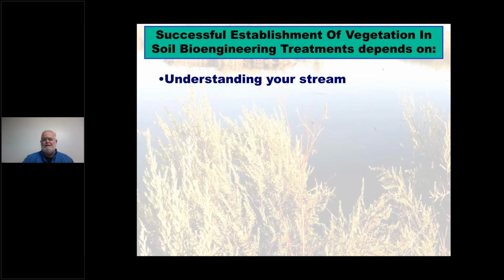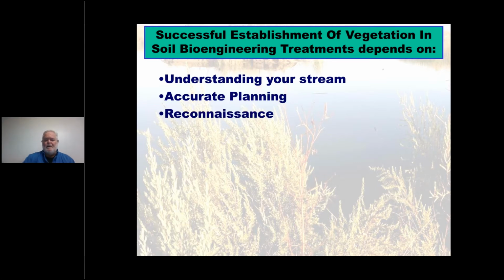So to get successful establishment of vegetation in soil bioengineering treatments, it depends on a number of things. One is understanding your stream, trying to figure out where it is, what it is, how it's working, how it's not working, and what's causing some of the erosion. Next, accurate planning. The more information that you have and that you get, the better off you're going to be in terms of putting together a successful planting plan.